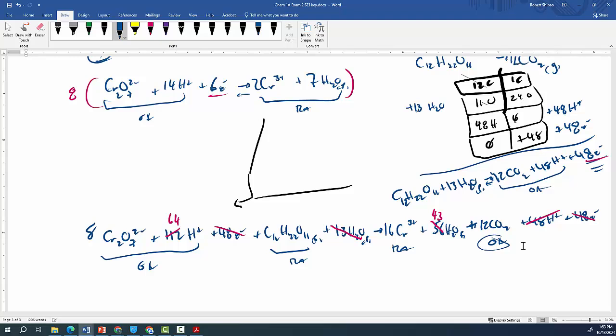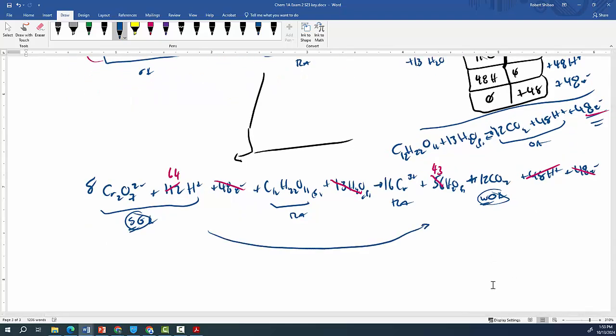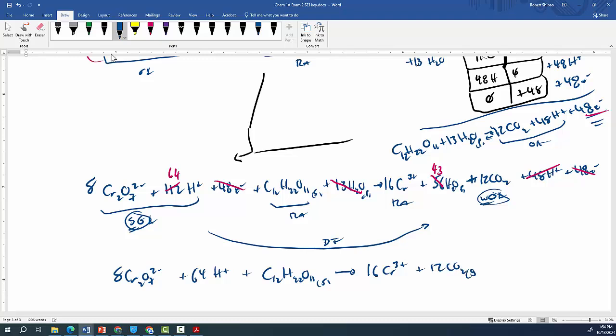And so let's compare the two oxidizers. I don't think we need any chart here, because it's CO2 versus dichromate. Dichromate for sure is a stronger oxidizer, and CO2 is not a very good oxidizer at all. That's going to be a weaker oxidizer. So we do have a driving force for this. And then overall, the net reaction is going to be 8 dichromates plus 64 H plus plus C12H22O11 solid, sucrose, is going to produce 16 chromium 3 plus and 12 CO2 gas.